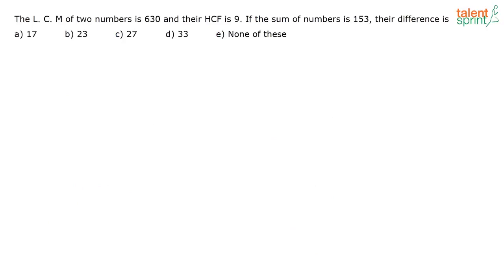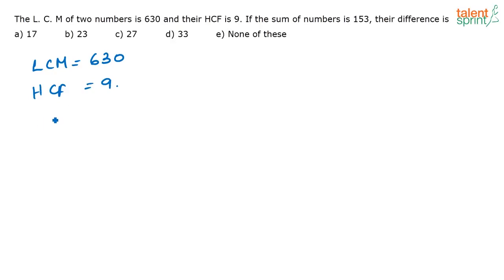Next question. Let me see who is giving me the answer for this question. This is a very easy question. The only thing is, there is a small trick, some rearrangement you have to do to arrive at the answer. That's all. The LCM of 2 numbers is 630 and their HCF is 9. If the sum of the numbers is 153, their difference is dash. So, what is given here? There are 2 numbers whose LCM is 630 and their HCF is 9.